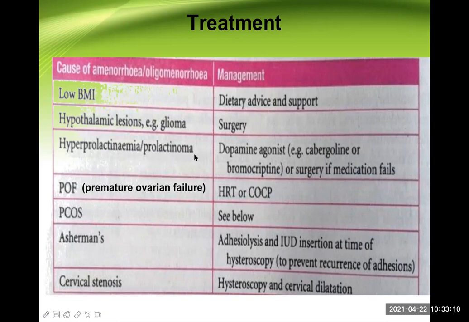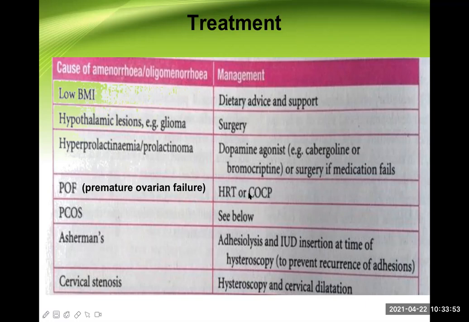Hyperprolactinemia or prolactinoma: one option is surgery, another is use of medicine like dopamine agonists, bromocriptine or cabergoline, or if they fail, surgery should be done. Remember the relation between dopamine and prolactin. These are agonist drugs, so they almost act like dopamine, and dopamine is an inhibitor of prolactin. Never forget that relation.